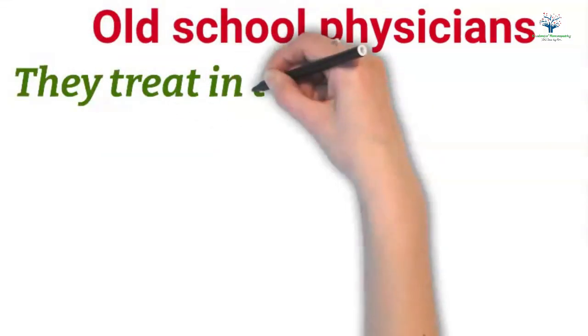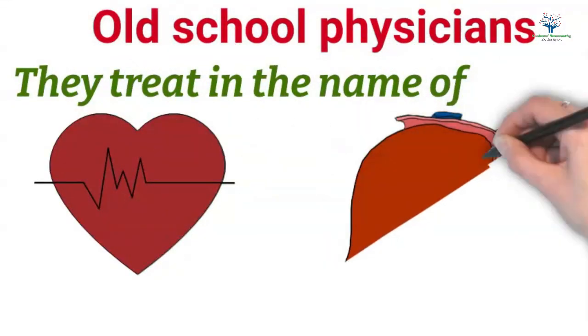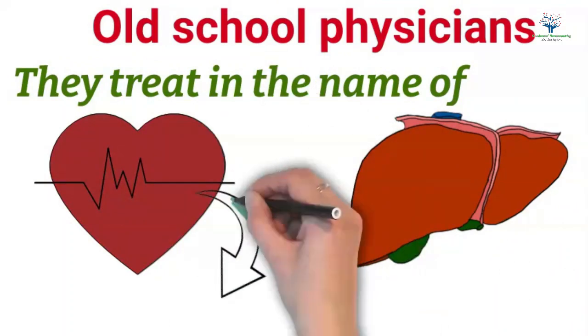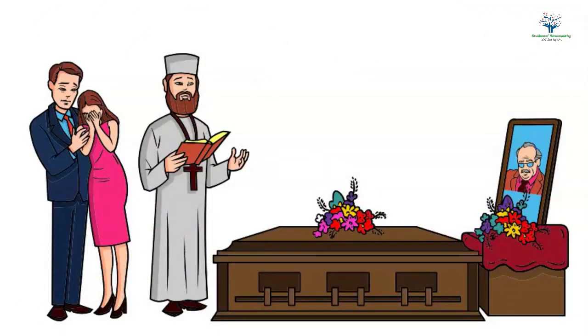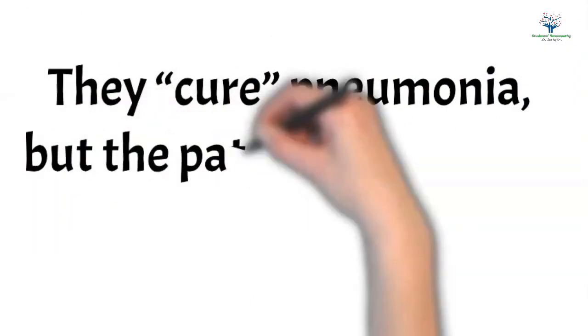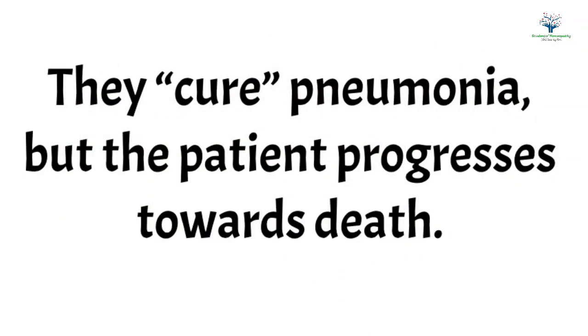They treat in the name of heart diseases, liver diseases, etc., and refer to different specialists in those systems who prescribe medicine for that particular system only. Thus, the patient goes the rounds of all the specialists and then dies. They cure pneumonia, but the patient progresses towards death.